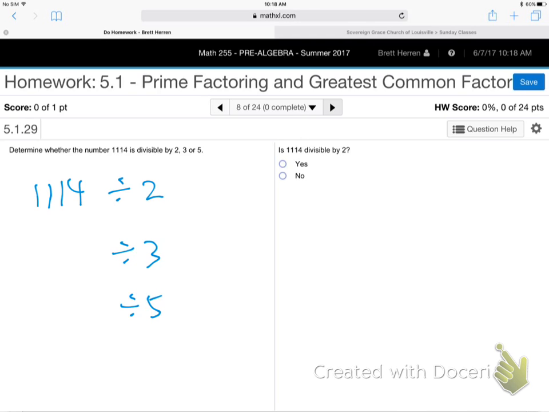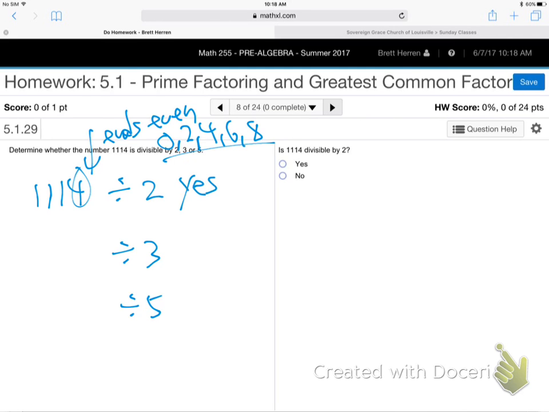How do you know if 1,114 is divisible by 2? It's all about the ending. If it ends even, and what does even mean? 0 is even, 2, 4, 6, or 8, right? If it ends even, 0, 2, 4, 6, or 8, then yes, it's divisible by 2 when it ends even. That's the rule for 2.